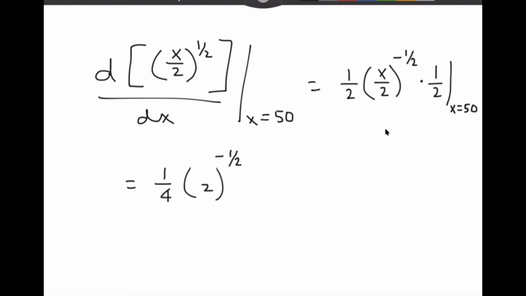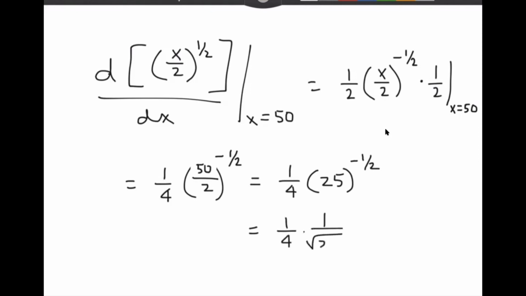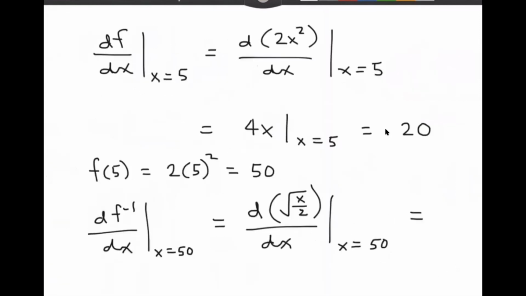Sometimes I do go overboard with showing my work. So why don't we plug in our 50 now? So we have 1/4 times 25 to the -1/2. 25 to the -1/2 is 1 over the square root of 25, which comes out to 1/4 times 1/5, which is 1 over 20. Woohoo! We were looking for that to come out to be the reciprocal of what we got there.